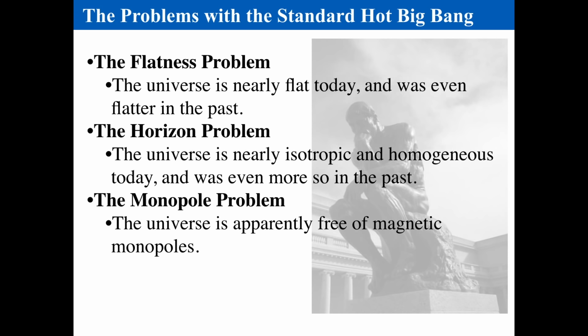The horizon problem states that the universe is isotropic and homogeneous today. Wait a second, that's what we've been using as an advantage. Uh-oh, now it's a problem? And so it was even more isotropic and more homogeneous in the past, which is really quite scary. Before, we've been looking at that as a bonus, as an intellectual starting point, as a touchstone, and now we're calling it a problem.